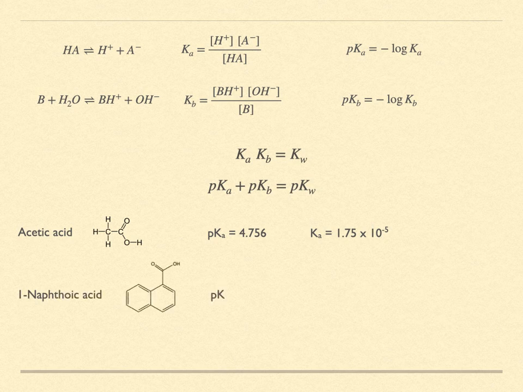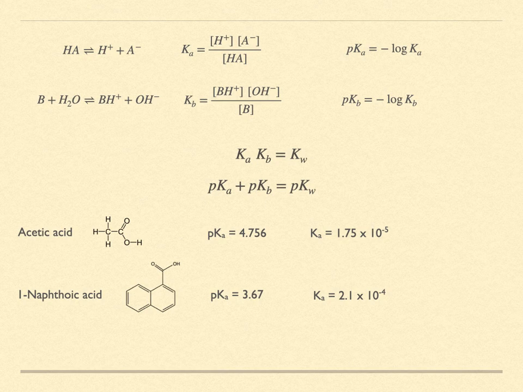1-naphthoic acid has a pKa of 3.67 and a Ka of 2.1 times 10 to the minus 4. Now, can we compare these two acids? Is one a stronger weak acid than the other? Which will produce more hydronium ion for the same formal concentration? Well, let's compare 1 millimolar solutions of each.